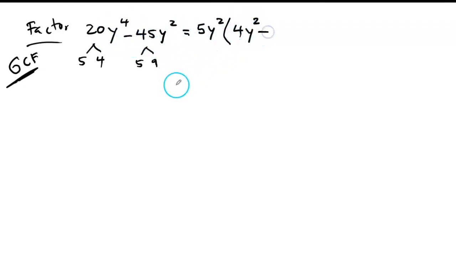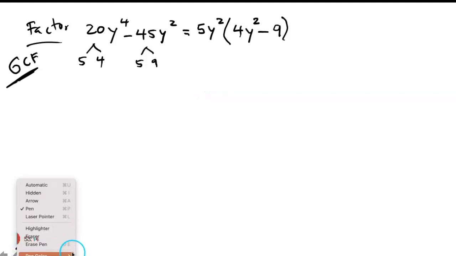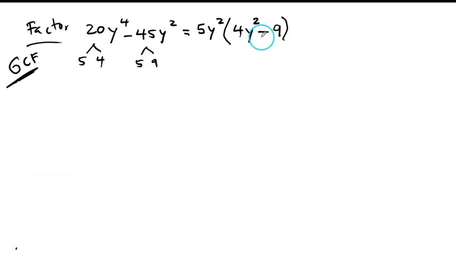Minus 45 divided by 5 is 9. Y squared divided by y squared, they cancel out. Done. Some people will stop here. No. Check inside the parentheses. Do I have anything else inside the parentheses? 4y squared minus 9 is a perfect square, squared, squared. That's the difference of squares. Meaning, I bring the outside, and this is the difference of squares.